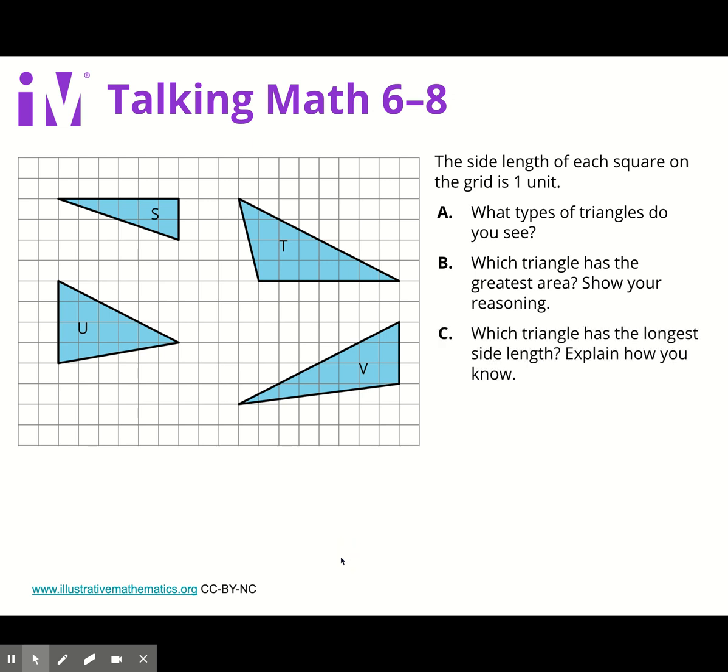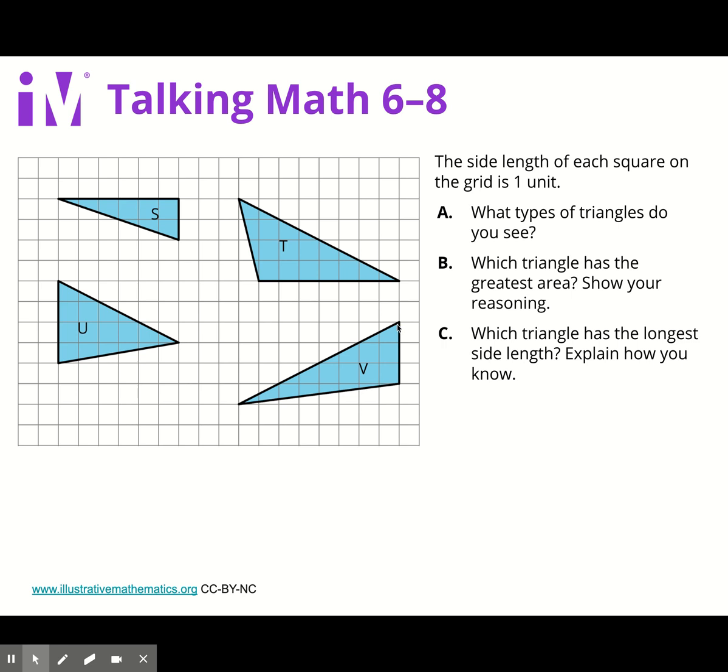Which triangle has the longest side? And explain how you know. Again, hit pause, think through that question, and hit play when you're ready to hear the answer. Triangles T and V both have the longest side. One way to think about it is to take a look at each of those corners. So if I was at V and I wanted to get up to this other side here, I could go 1, 2, 3, 4 units up, and 1, 2, 3, 4, 5, 6, 7, 8 units to the right.